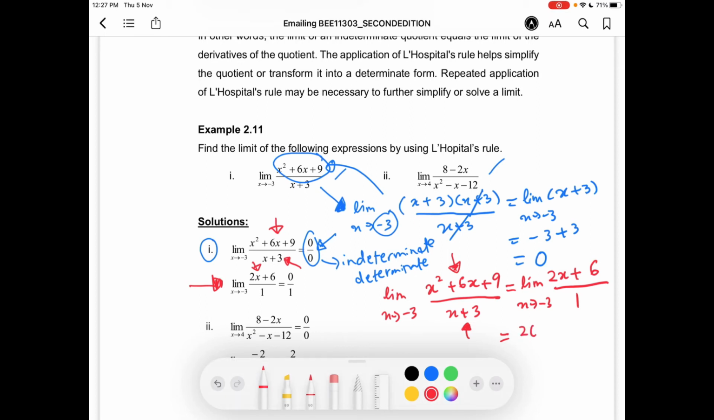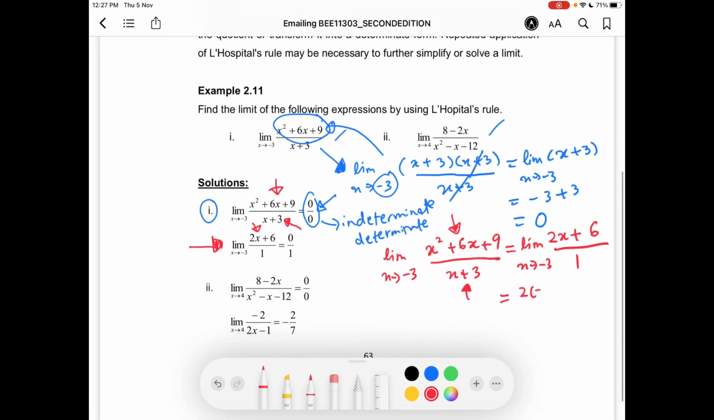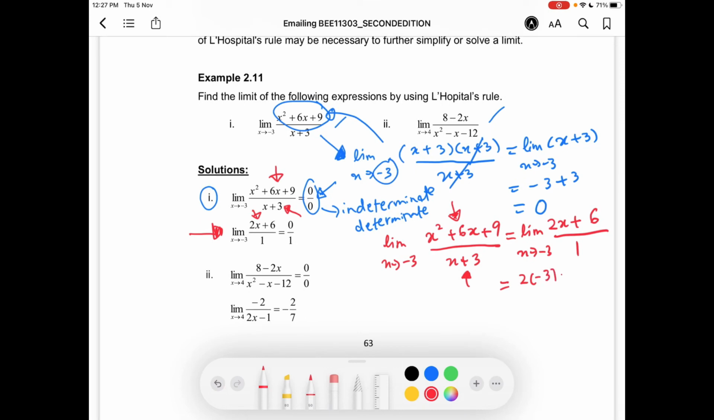So you will get 2 times minus 3 plus 6, you'll get 0. Right, now I forgot to write down the denominator, over 1, so your final answer will be 0 over 1. So 0 over 1 is fine. This is a determinate form, or in other words, you will get 0.